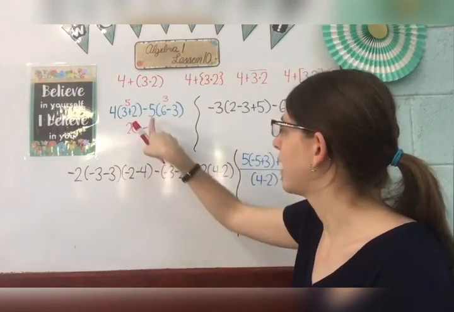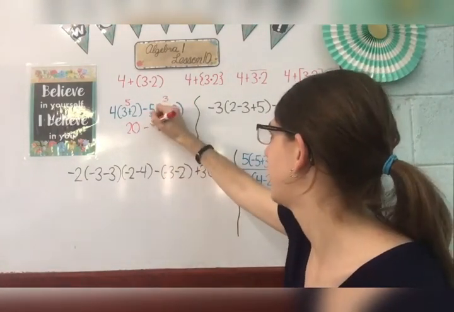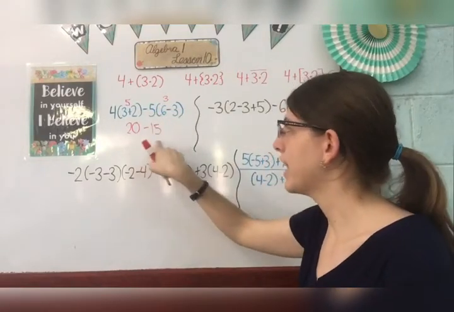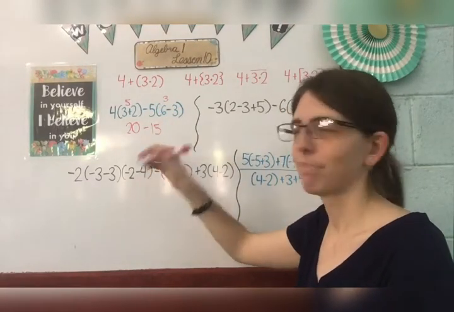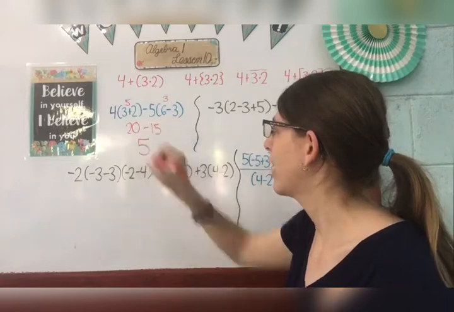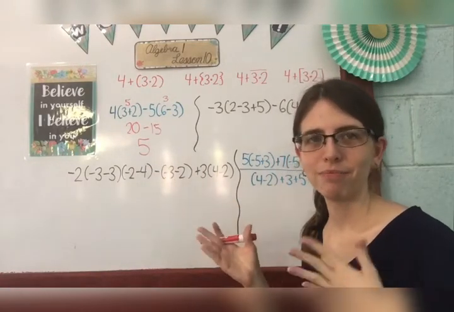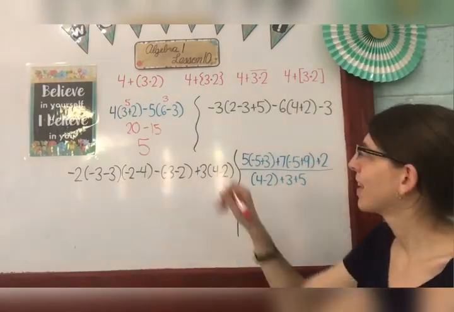Minus, now I have 5 times 3. That's 15. 20 minus 15 is what? 5. So that's my final answer, 5. Pretty easy, right? Let's try another one.